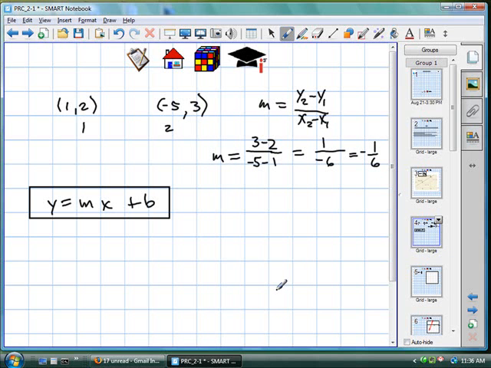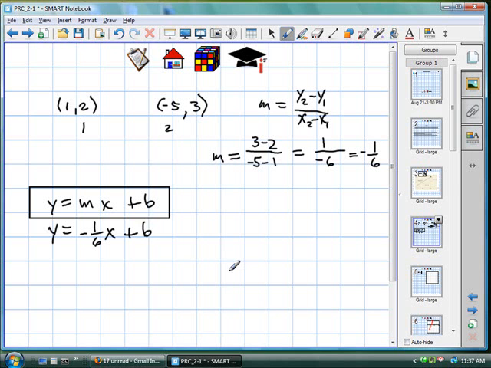All right. Now that we know that, we're going to take this format that we're headed for, and we're going to literally plug in negative 1/6 for m. So all I did is just literally stick it in there in place of m. And now we're almost there. Really, all we got to do is find b and we're done.